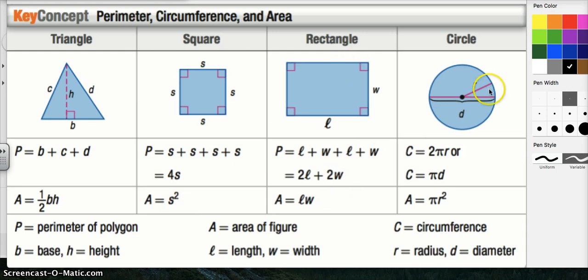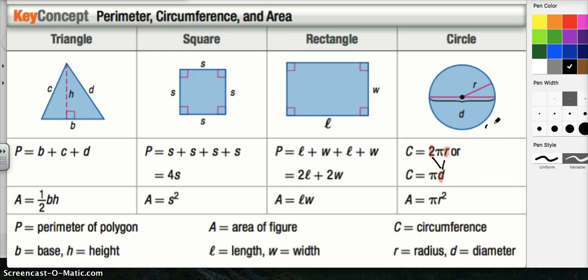And this should be familiar. This is probably the one that most people forget to memorize. So the circumference of a circle is 2 pi r, or pi times d. The reason why that can be stated in either of those ways is because we know that 2 times r is the same as d. We recognize that two radii would equal a diameter.